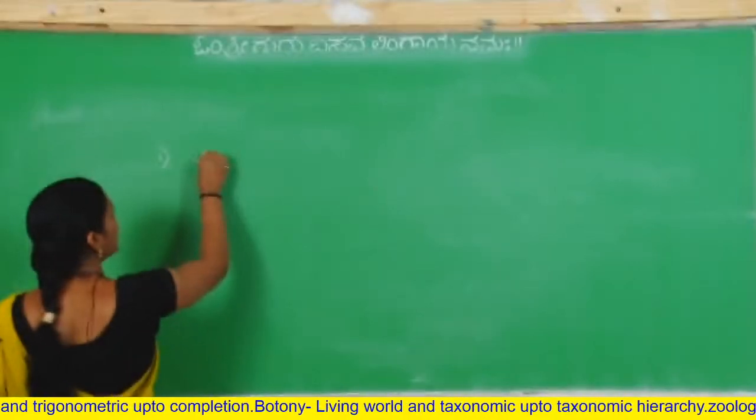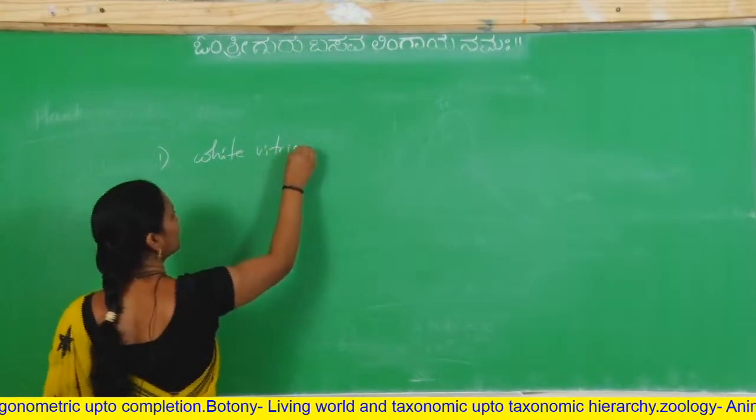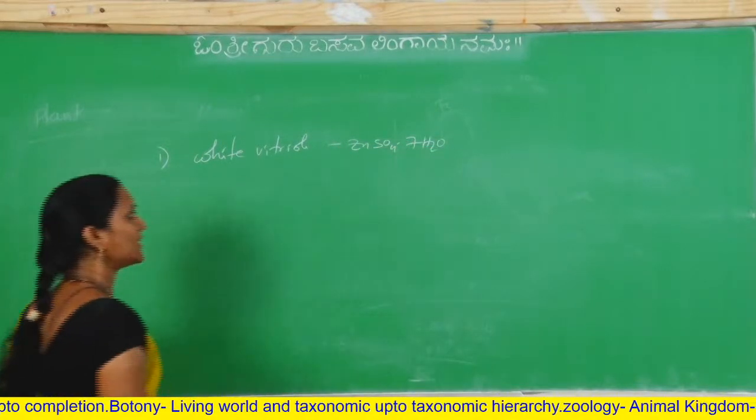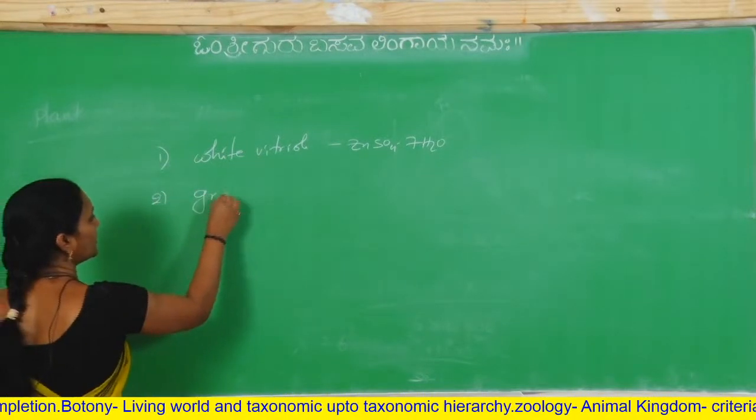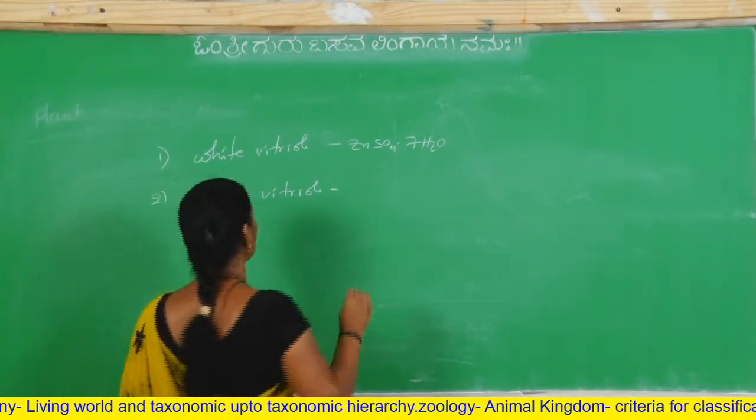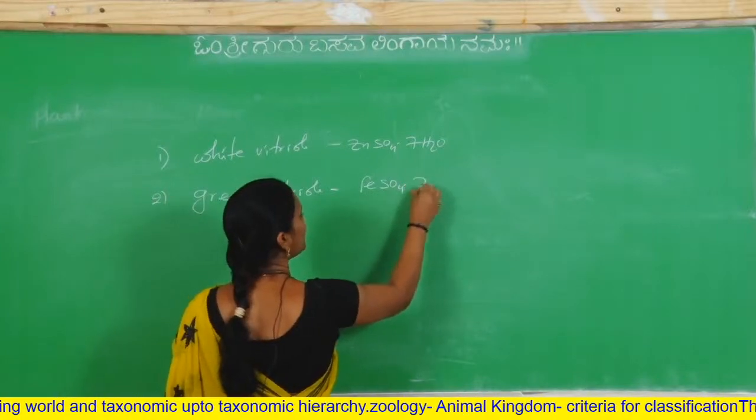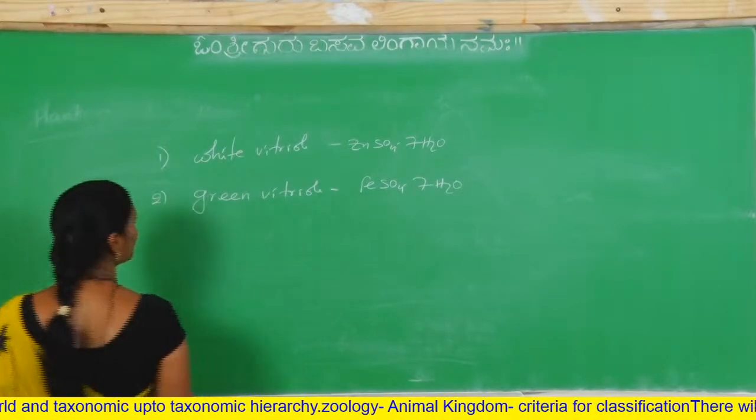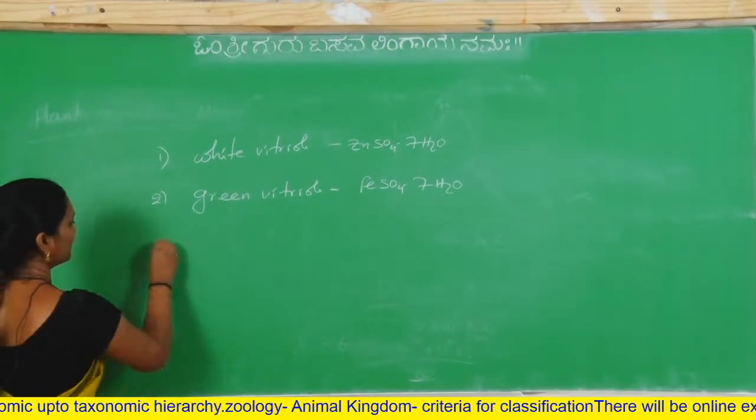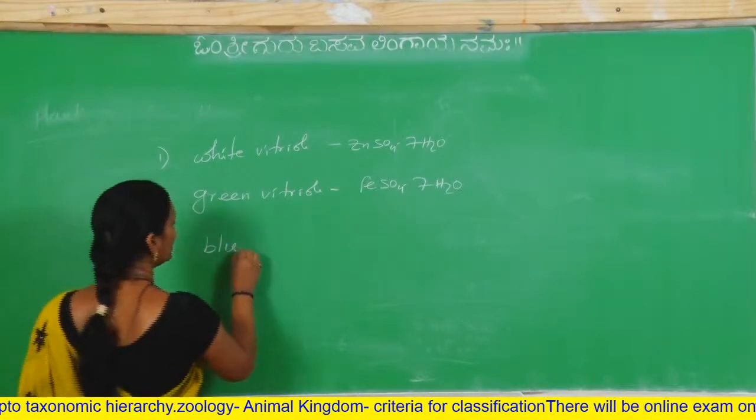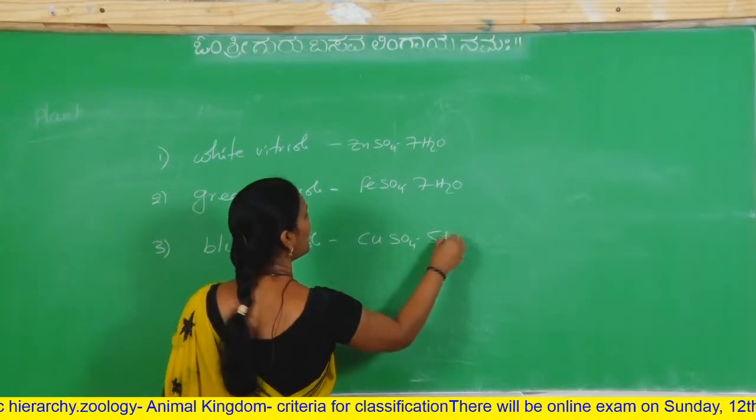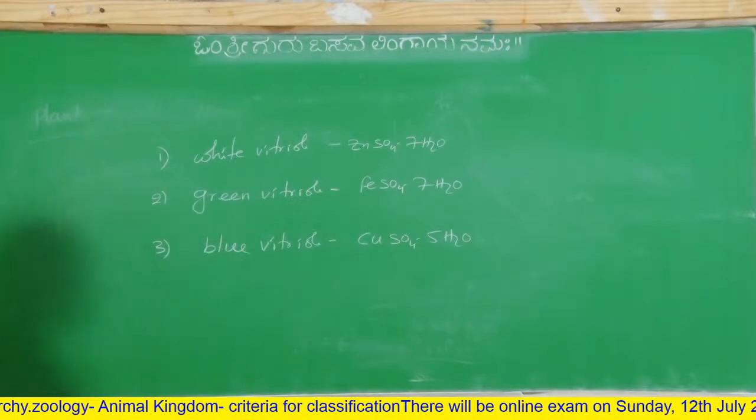Other one: white vitriol, ZnSO4 7H2O. Green vitriol, FeSO4 7H2O. And blue vitriol, CuSO4 5H2O.